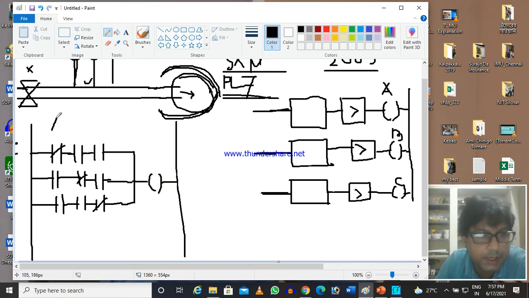So this is A, this is B and this is C, and this is the trip coil, the cutoff coil of the solenoid, suppose. Now you see what I have done. This is NC, normally close, normally open, normally open. So A is normally close.